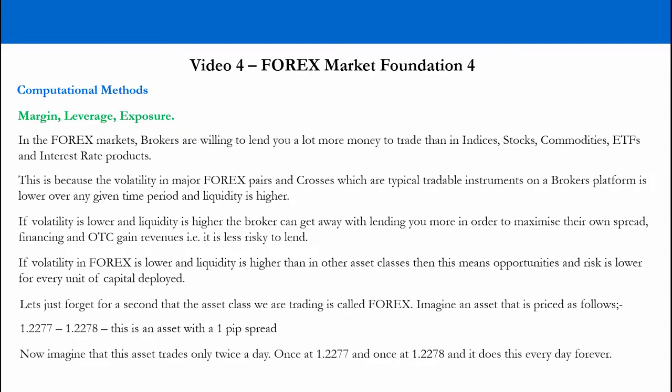So, let's say this asset, the pip value is 0.0001. So it's got a 1 pip spread. And imagine that this asset just trades only twice a day. So it trades on the bid at 1.2277, and it trades on the offer at 1.2278. And it does this every day forever.